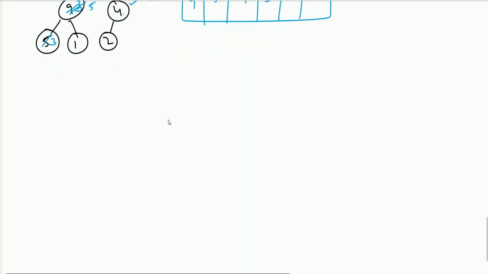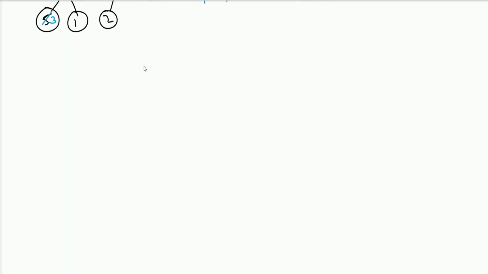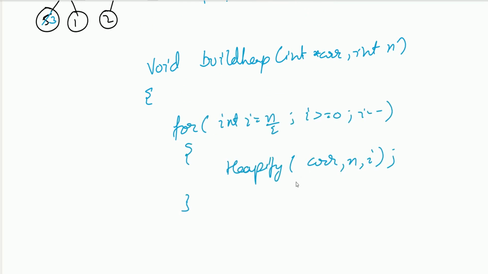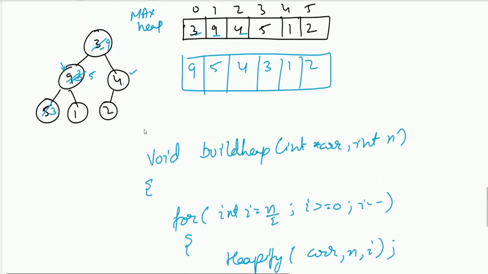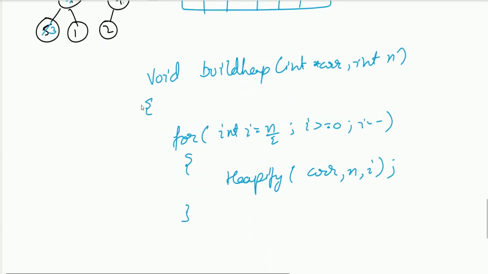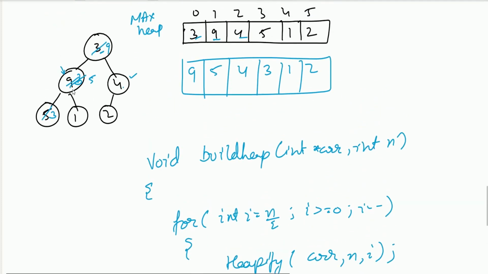Let's code this and let's see how this will work. So we will have one function, buildHeap, which will not return anything. It will take an array and its size. What it will do is call a function heapify on every non-leaf node. So it starts from n by 2 and goes till 0. In a complete binary tree, there will be approximately n by 2 nodes in the leaf level. So we will leave those nodes and just go from n by 2 to 0.